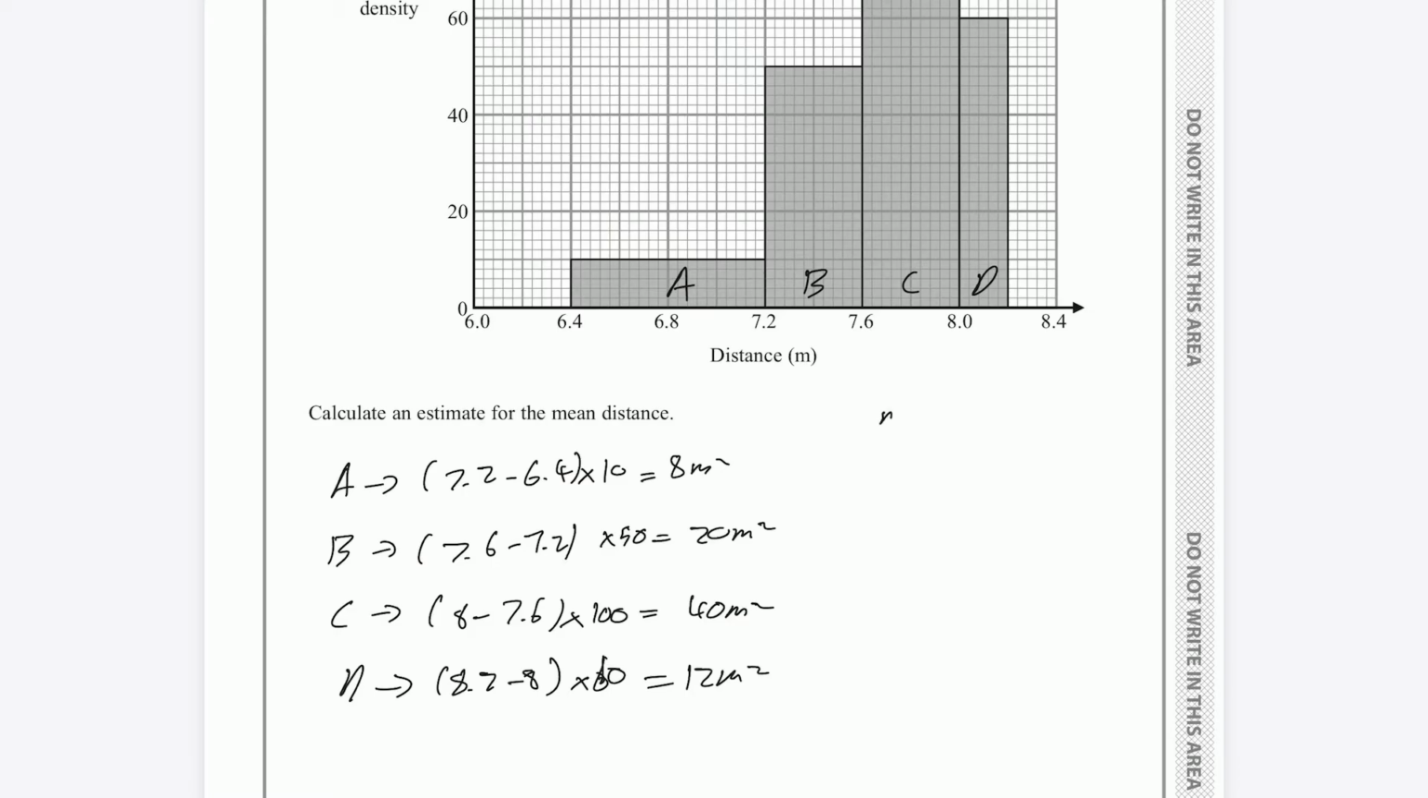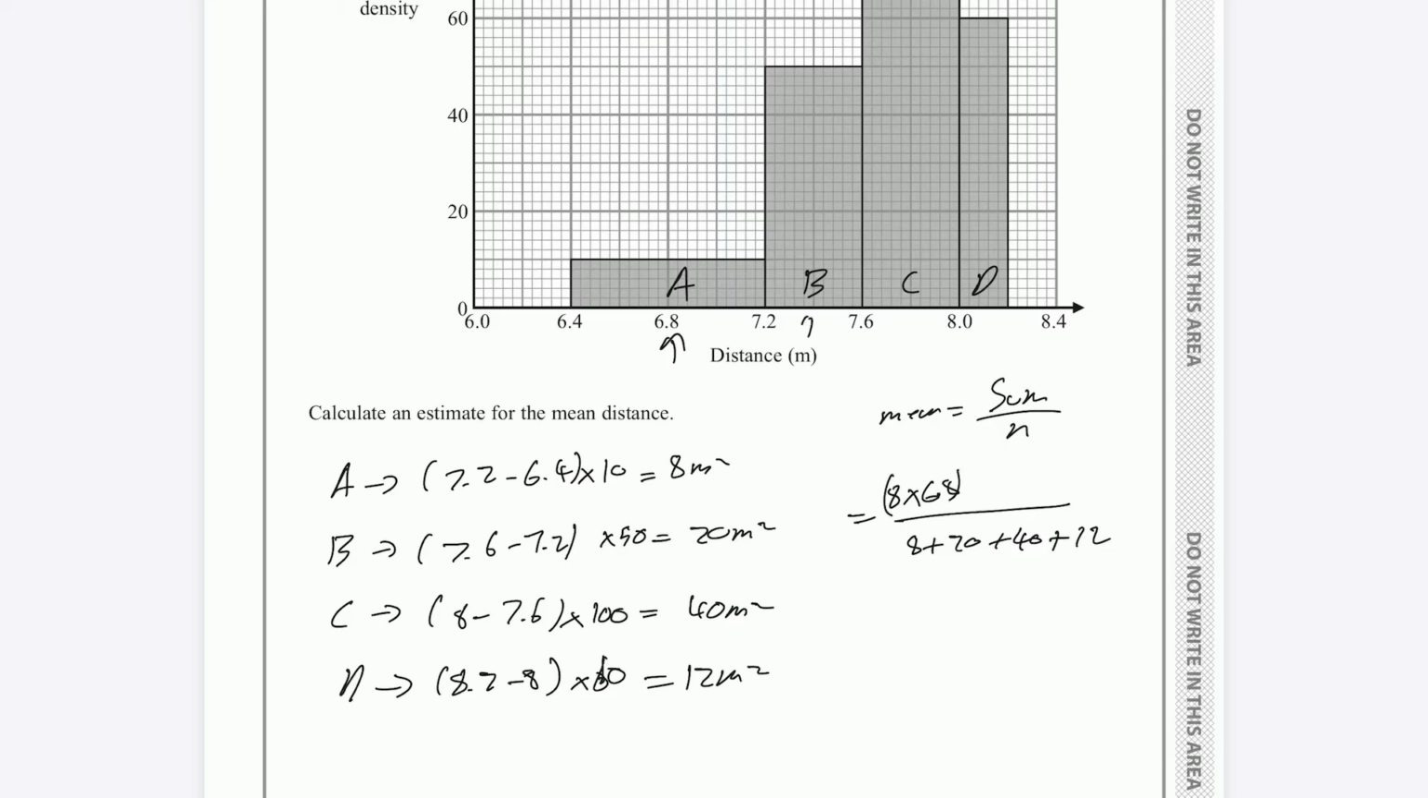And then the mean is the sum divided by how many they are. So in this case, we have 8 plus 20 plus 40 plus 12. And then the sum is going to be 8 times the midpoint of this. So in this case, that's going to be 6.8.